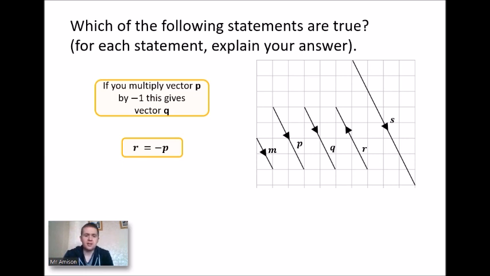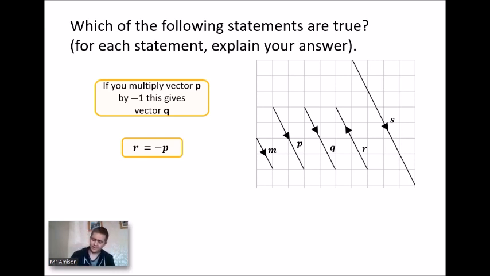Let's have a think about these statements. If you multiply vector p by minus 1, this gives vector q. Is that true? Well, no, it's not, because we already talked about how vector p and q are equal. So vector p equals vector q. But what happens if we do multiply vector p by minus 1? Our vector p, you can see, is 2 to the right and 4 down. So our vector p, and when you write vectors, because you don't have bold font, you should always underline a letter that represents a vector. Our vector p is (2, -4).